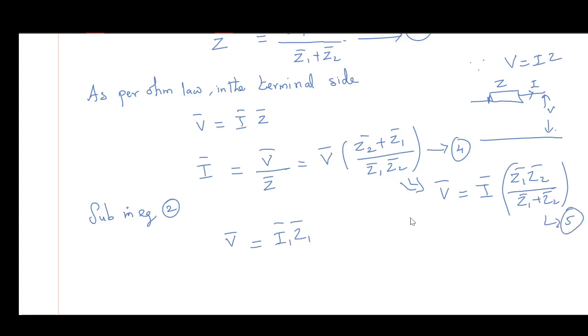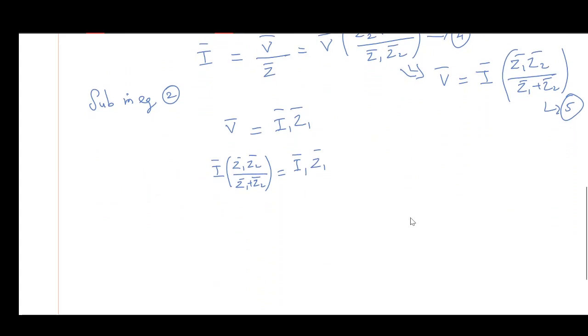Substitute the V vector value. So you will get I vector into Z1 vector Z2 vector divided by Z1 vector plus Z2 vector is equal to I1 vector and Z1 vector. Now we can cancel the Z1 vector.